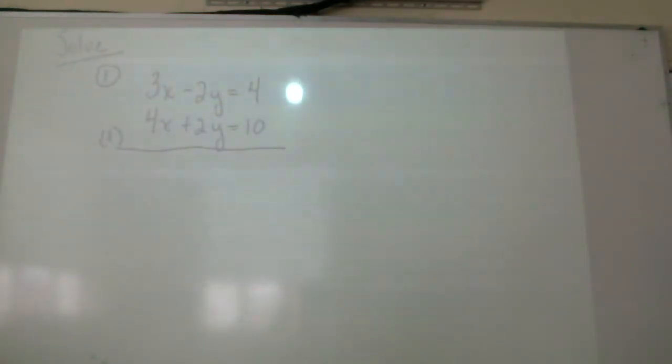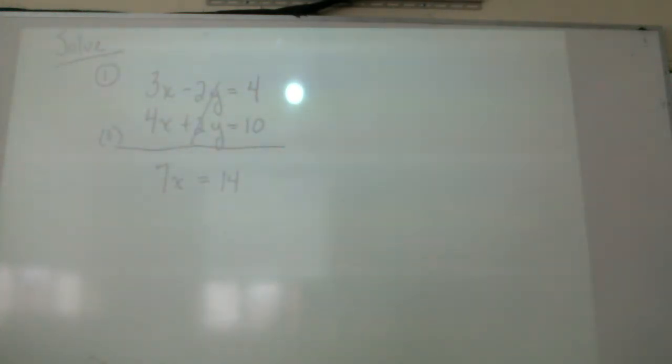So once I have that, then I'm going to add the equations. So that's exactly what I'm going to do. 3x plus, now it's just combined like terms. 3x plus 4x is 7x, this cancels. 4 plus 10, that's giving us 14. Now I solve for the variable. Divide both sides by 7. I'm getting x is equal to 2.